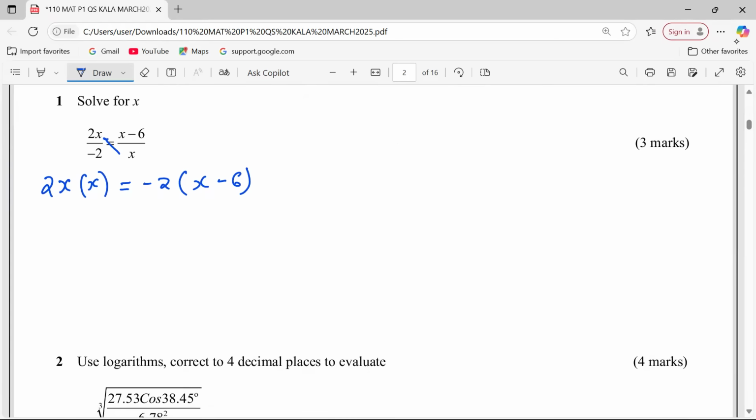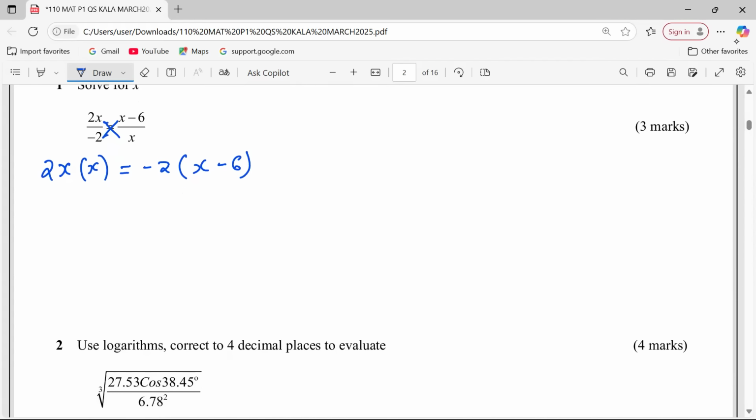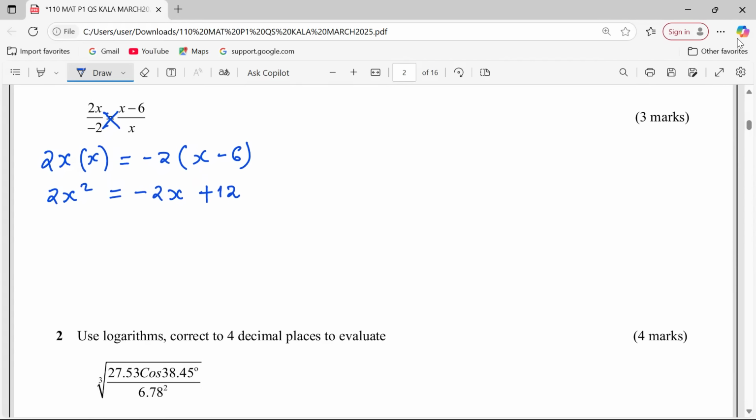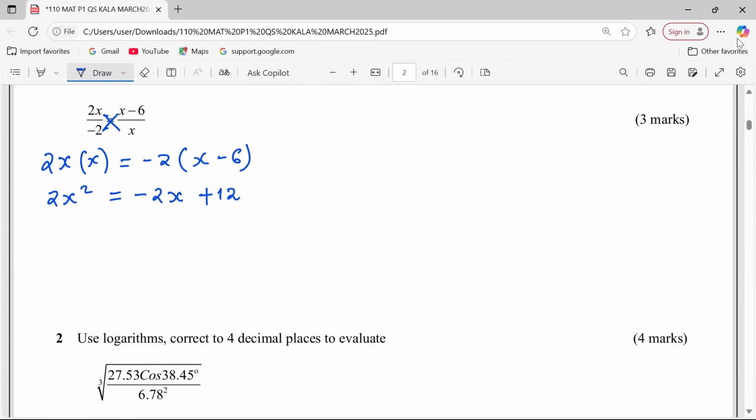At this point, you just cross multiply. Then you can now expand by opening the brackets. 2x squared equals negative 2x positive 12. When you multiply negative 2 and negative 6, we get a positive. At this point, we can observe that the equation is quadratic in nature. So we can rearrange it so that it takes the right format of a quadratic equation.